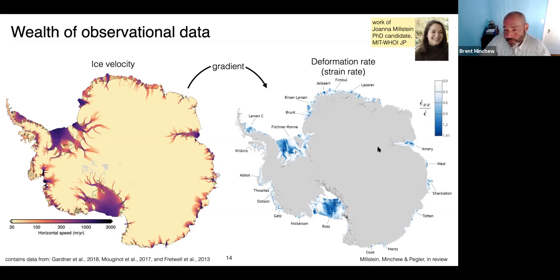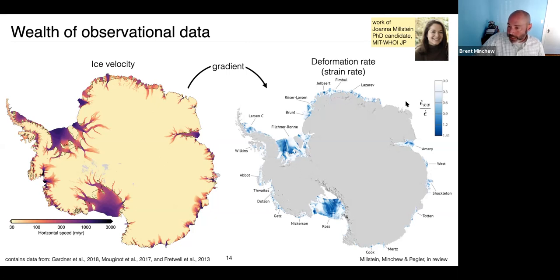So that's what we're showing you over here on the right-hand side. In fact, what we're showing is the ratio of the longitudinal strain rate. So this is the long flow strain rate. This is effectively the stretching of the ice in the direction of the velocity vector relative to the effective strain rate, which is the square root of the second invariant of the strain rate tensor. So it's kind of a scalar representation of the full strain rate tensor for the different directions in our coordinate system. So some of these areas will light up.